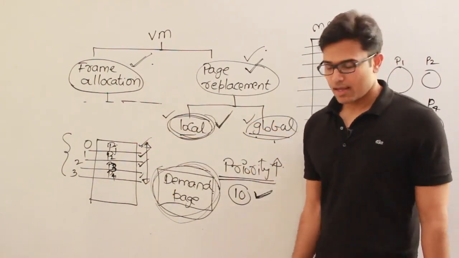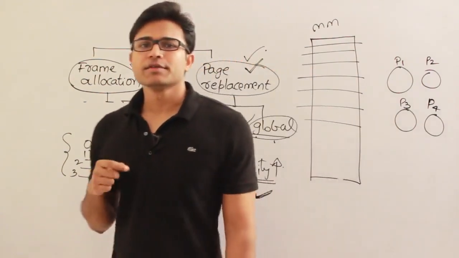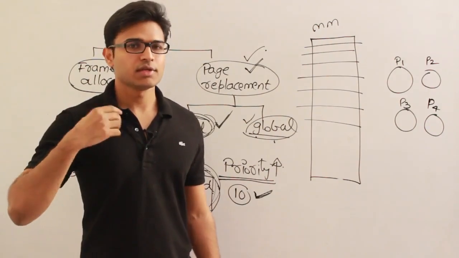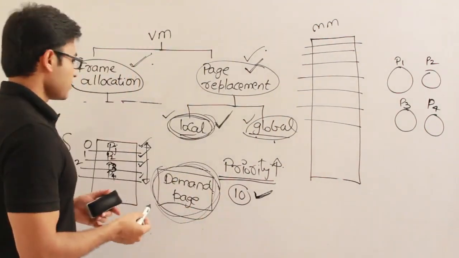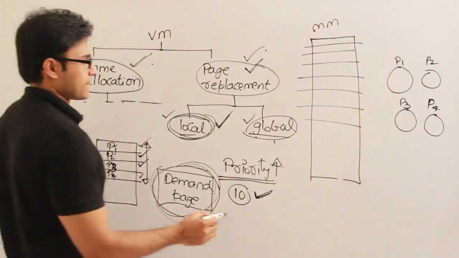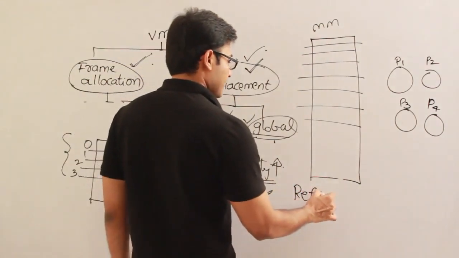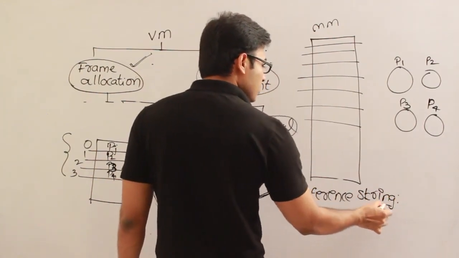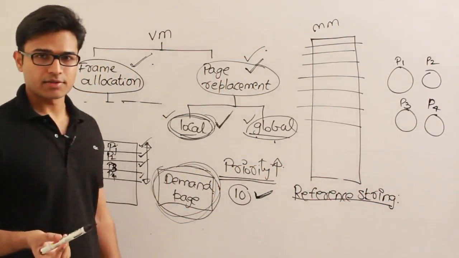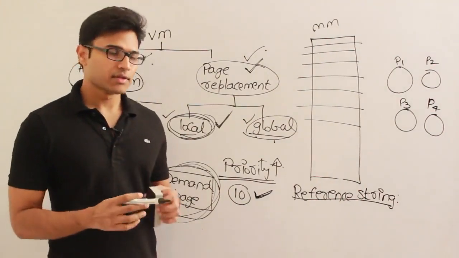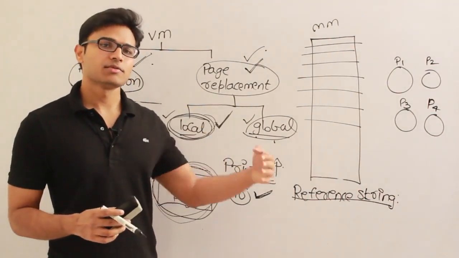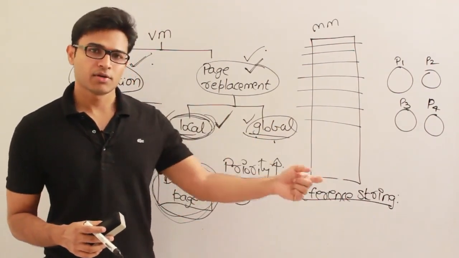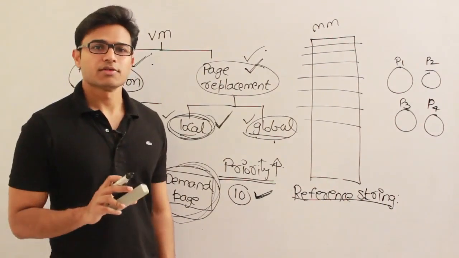And then there is one more concept called the reference string. The CPU is going to generate some sequence of addresses during the execution of a process, and they will give you this as the reference string. They will say that in order to execute this process, the CPU is going to need these many pages in this particular order. That is called the reference string.